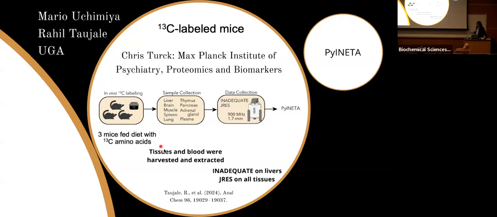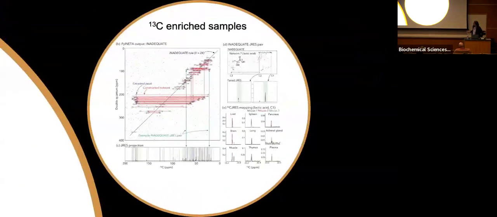So 3 mice were fed, the tissues harvested and extracted, and we ran INADEQUATE and then J-res, which essentially gives you a decoupled carbon spectrum. And this is what we got. So this is the C13 enriched samples.